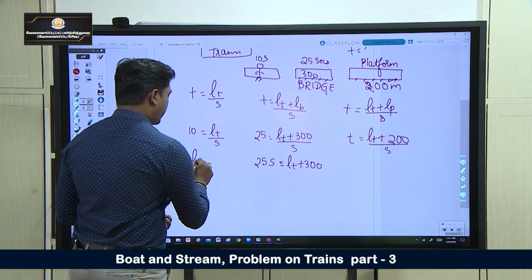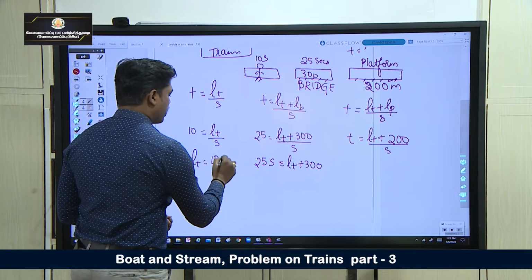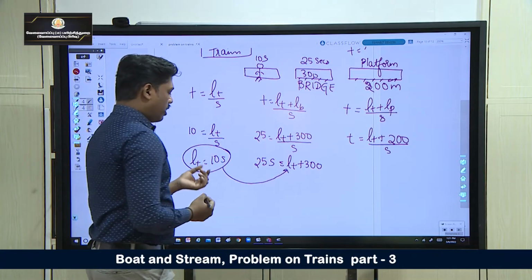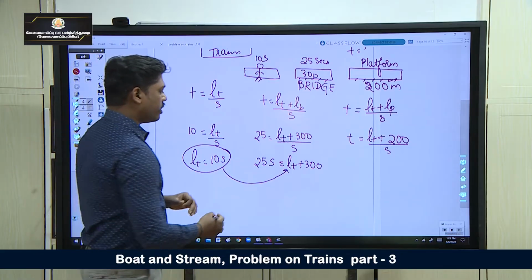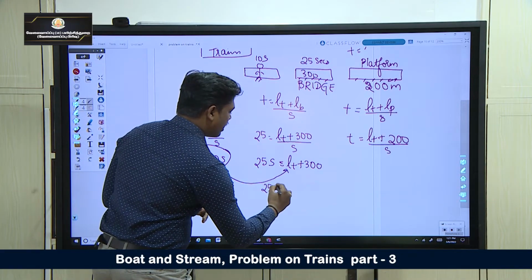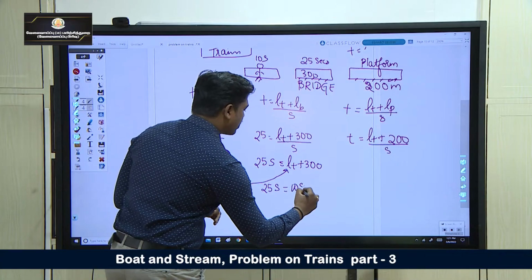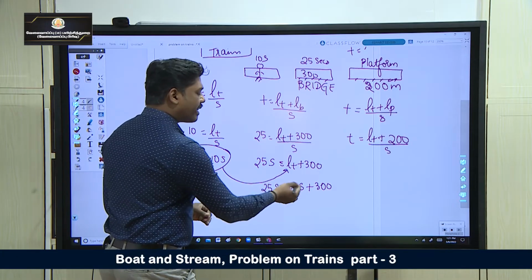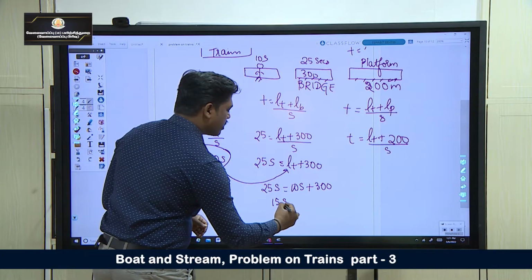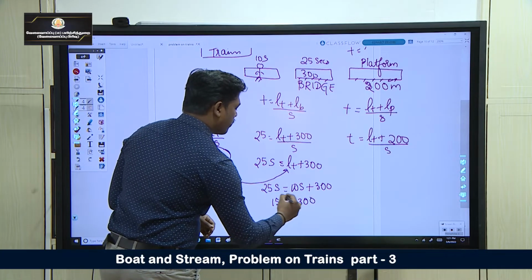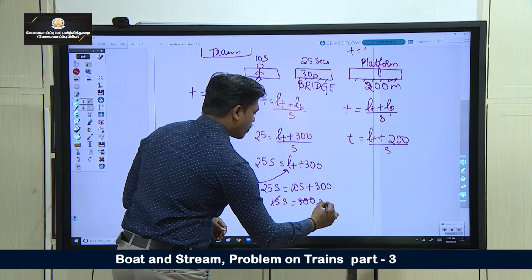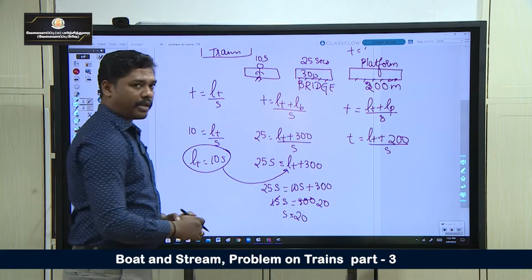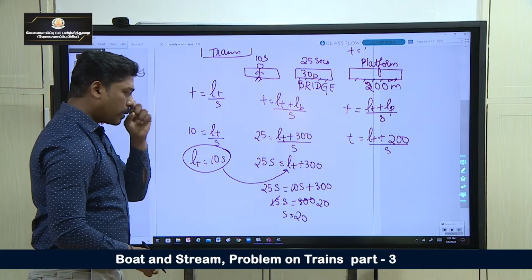From the first equation I can tell length of train is 10s. Just substitute in the second one. So we will have 25s is equal to 10s plus 300. So 25s minus 10s, you will have 15s is equal to 300. So 15 twenties are 300. So speed of train is 20 meter per second.